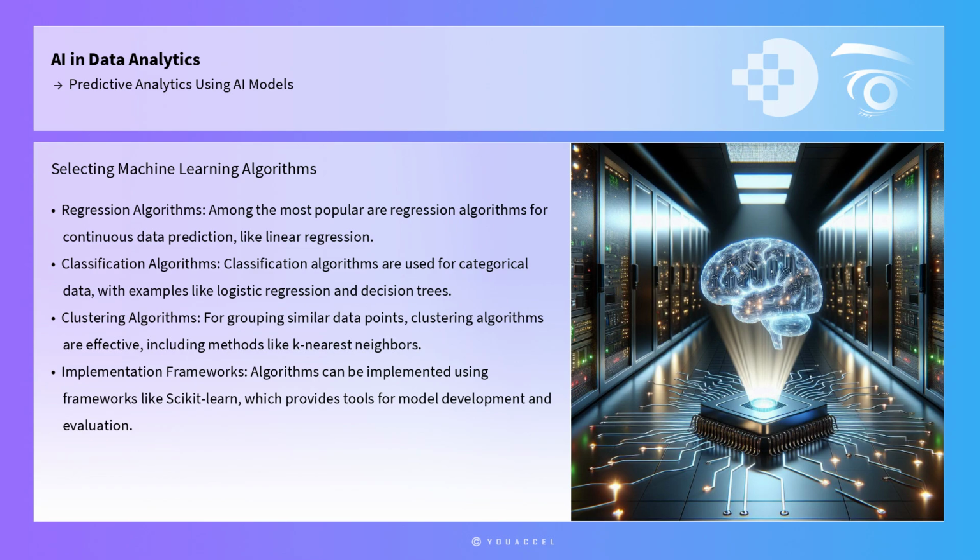Once the data is prepared, the next step involves selecting the appropriate machine learning algorithms. Among the most popular are regression algorithms for continuous data prediction, classification algorithms for categorical data, and clustering algorithms for grouping similar data points. Linear regression, logistic regression, decision trees, and k-nearest neighbors are examples of algorithms that can be implemented using frameworks such as scikit-learn, which provides a wide range of tools for model development and evaluation.